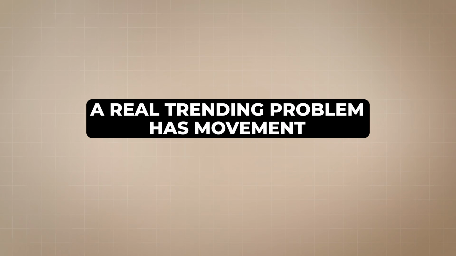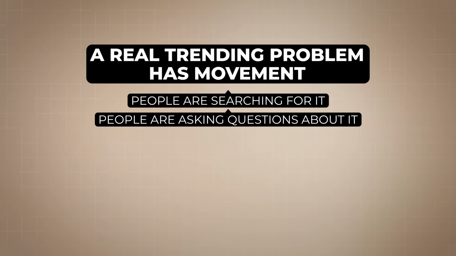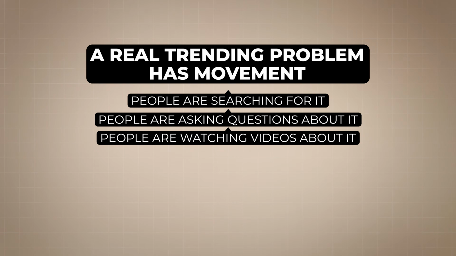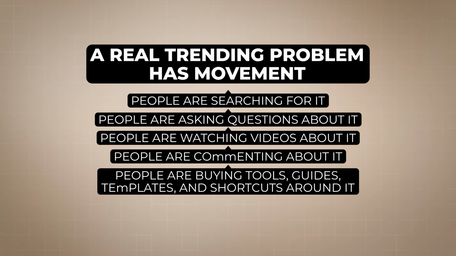A trending problem is a problem that is showing up repeatedly in the market right now. Not 5 years ago, not based on your random opinion, not because you saw one person mention it. A real trending problem has movement. People are searching for it. People are asking questions about it. People are watching videos about it. People are commenting about it. People are buying tools, guides, templates, and shortcuts about it.